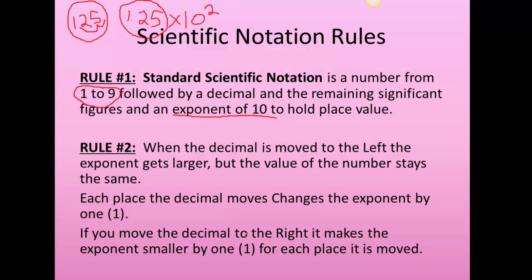If you move the decimal to the right, it makes the exponent smaller by 1 for each place moved. So if we had 0.025, we'll move this decimal point 2 spots to the right. So now we're going to have 2.5 times 10, and now since it was to the right, we're going to be moving it to the negative 2. So anytime you see that negative exponent, realize that this first number is smaller than 1.